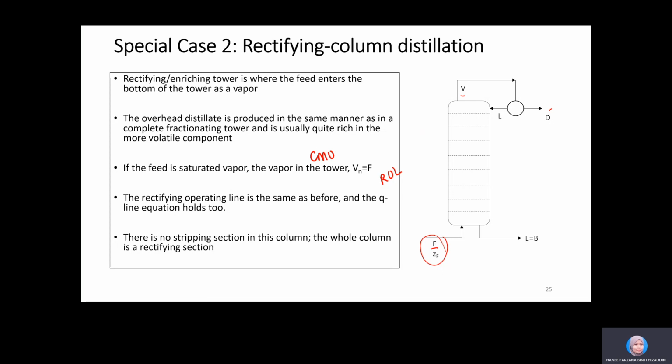Okay, so again, assuming constant molar overflow, this is L, so L equals B. The liquid flow rate equals the liquid flow rate, vapor equals vapor, but the composition changes from plate to plate.